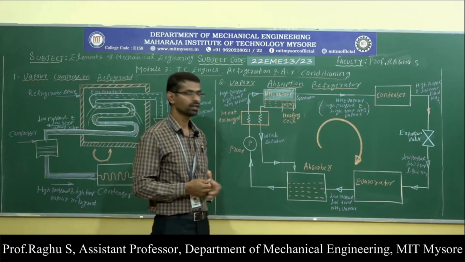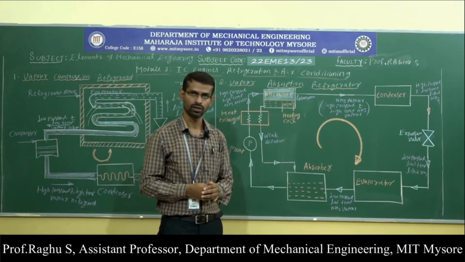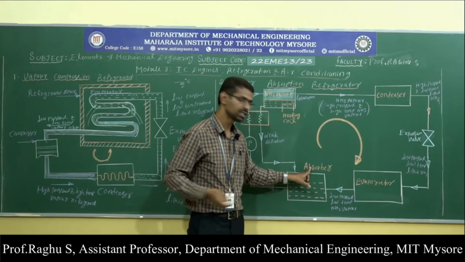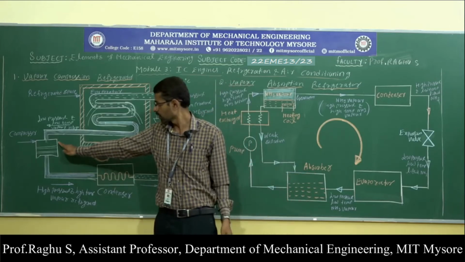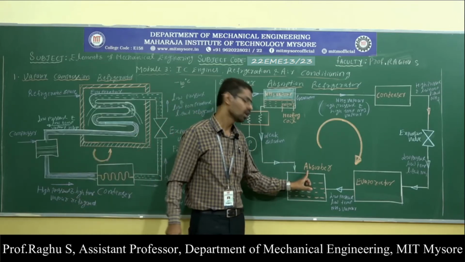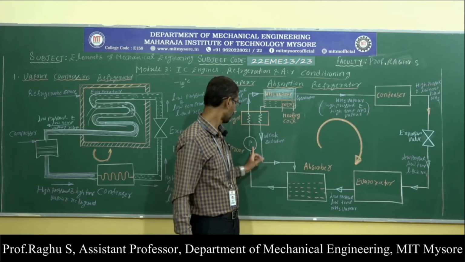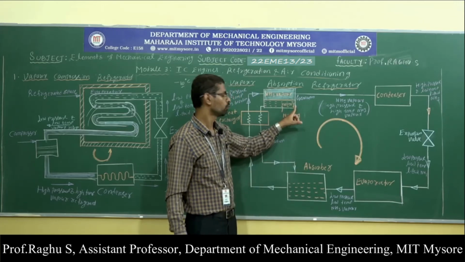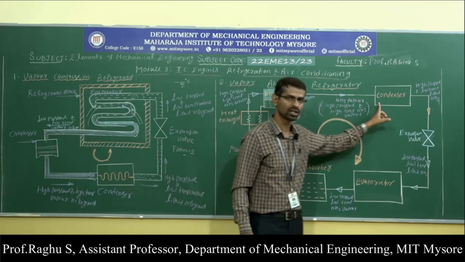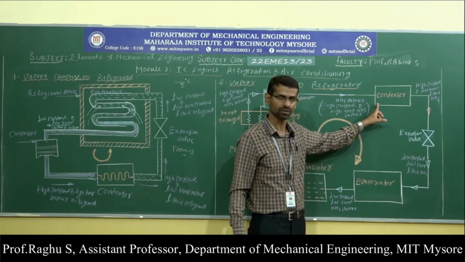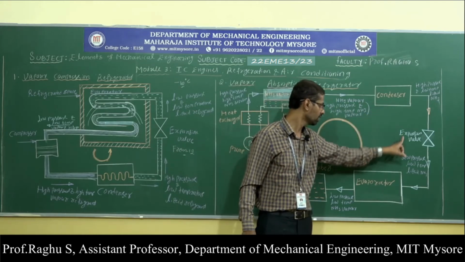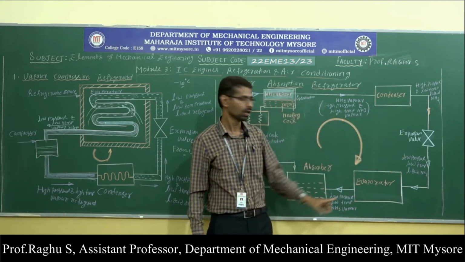Now let us discuss the working of the vapor absorption refrigerator. Why is it called an absorption refrigerator? Here the compressor, as in the vapor compression system, is replaced by an absorber. And here we have a pump, heat exchanger, vapor generator, and the remaining components are the same as those of the vapor compression refrigerator, like the condenser, expansion valve, and evaporator.